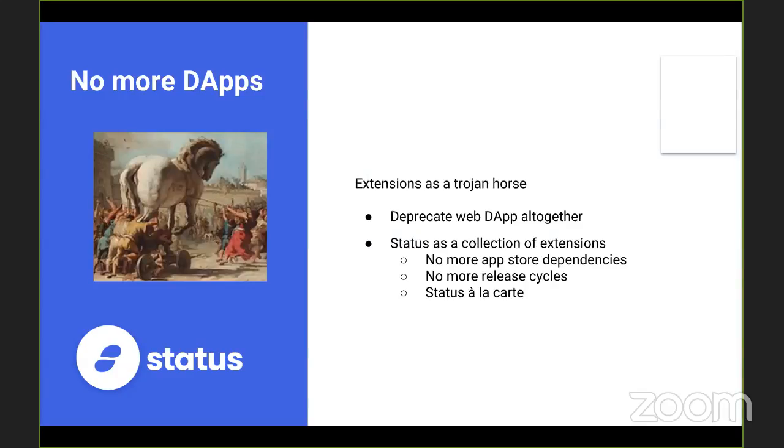So the first one is, personally, I don't like existing dApps, web dApps. I think they are really bad, and that's probably the reason why no one uses them. So the extensions are kind of my way to take over dApps and the web. And even dApp, the name is terrible, so please find a better name.